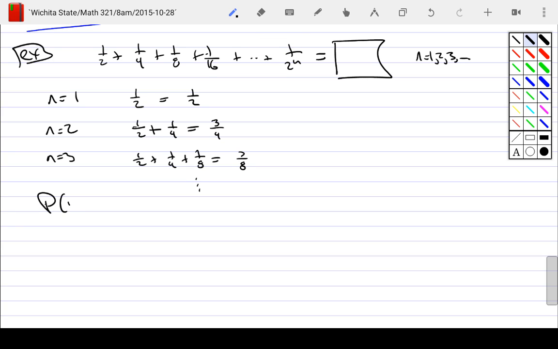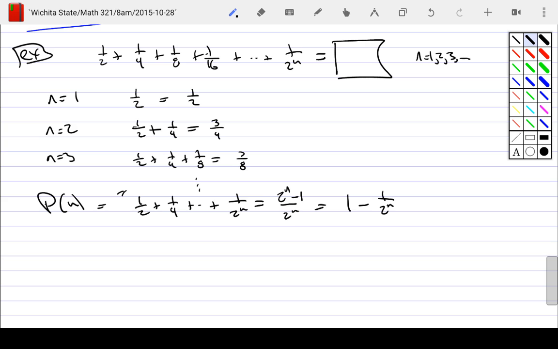I'm going to say that P of n denotes that 1/2 plus 1/4 plus everything up to 1/2 to the n becomes what? What's the denominator? 2 to the n. And then what's the numerator? If I wanted to, I'd actually write this as rather this: 1 minus 1/2 to the n. I like that one a little better.